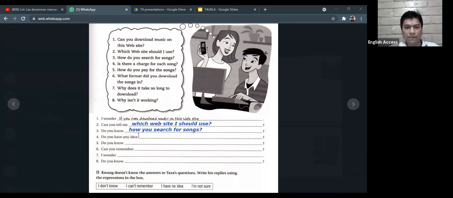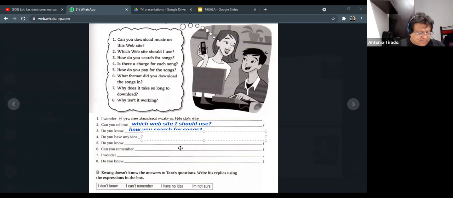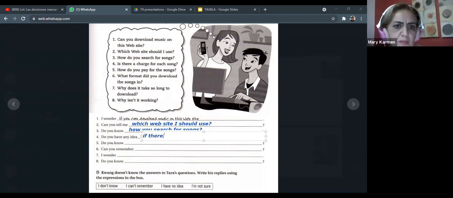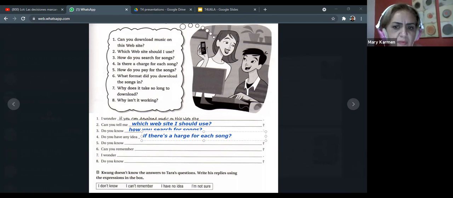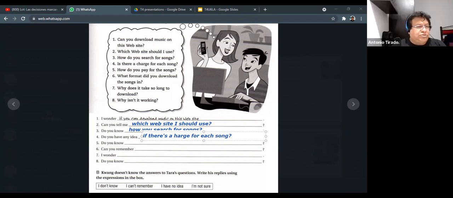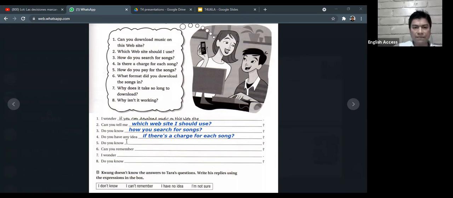Next, number 4. Do you have any idea if there's a charge for each song? If there's a charge for each song, perfect. Next, number 5.